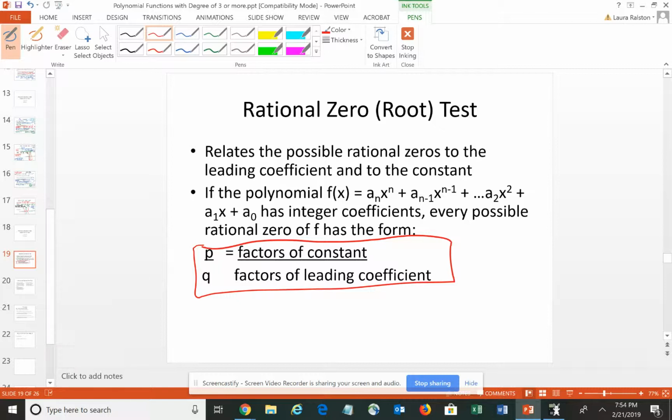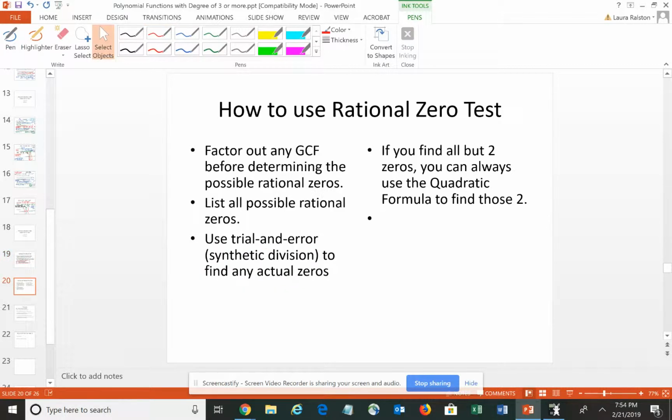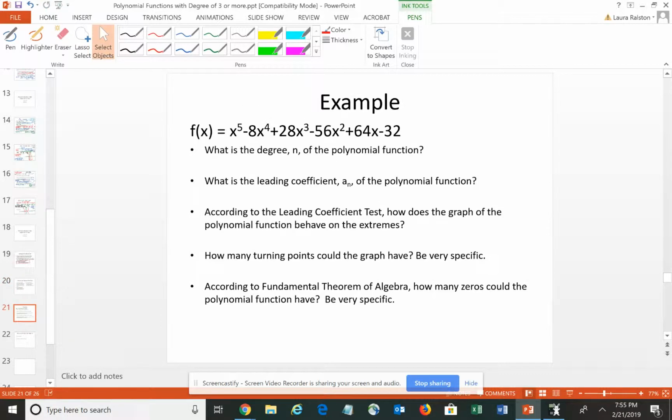The rational zero test only gives you a list of possibilities. It doesn't actually tell you which one it is. We have to figure out which one it is using synthetic division to actually find those particular zeros. So I'm going to show you how to use the rational zero test when you're working with these polynomials.